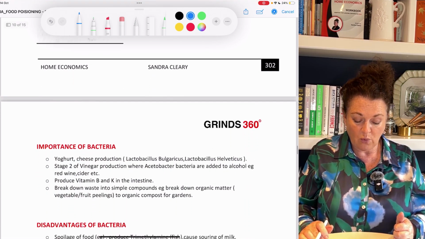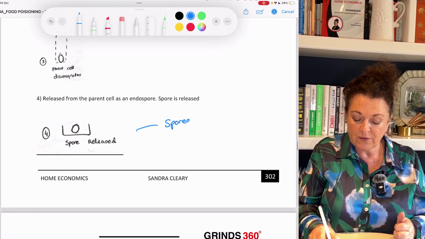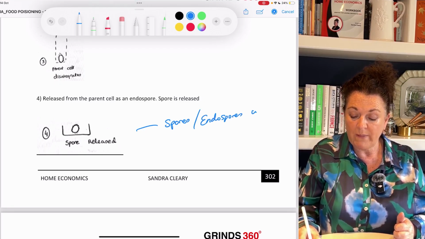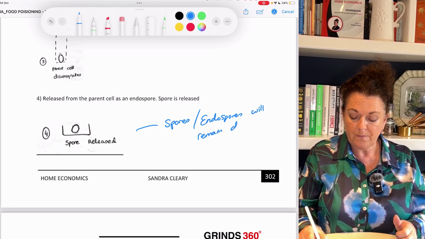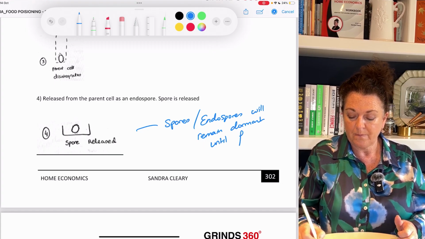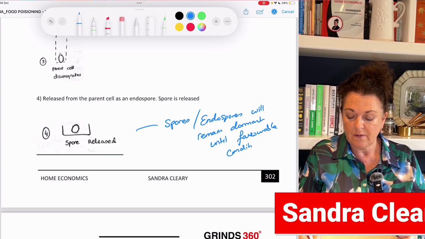And so we'll just say here, the spores or endospores will remain dormant, as in inactive, until such a time favourable conditions exist again.